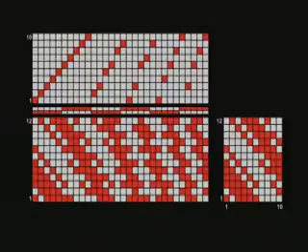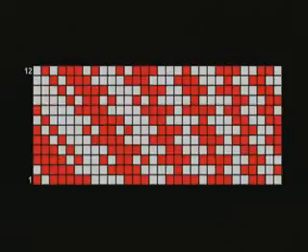The center of the weave sheet shows the weave design. This demonstrates the interaction between the warp and the weft, with the black or red boxes showing where the warp is over the filling, and the white boxes showing where the filling is over the warp.